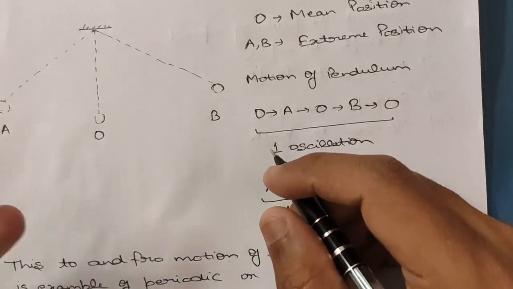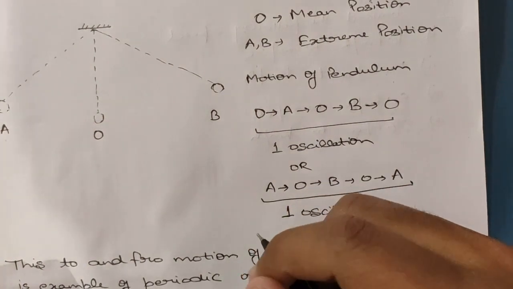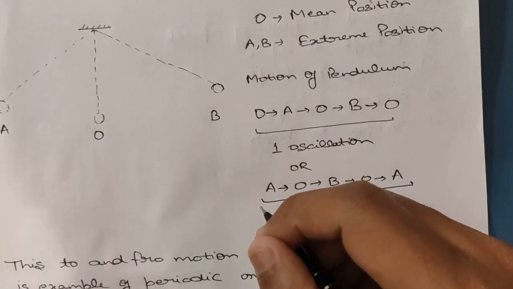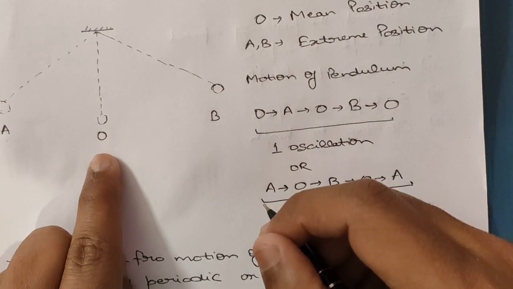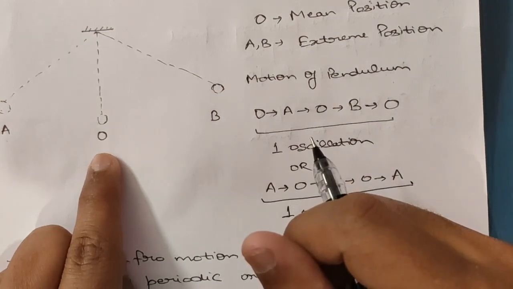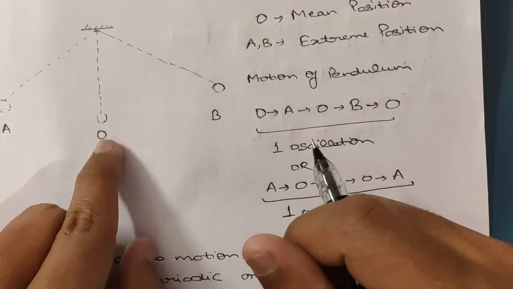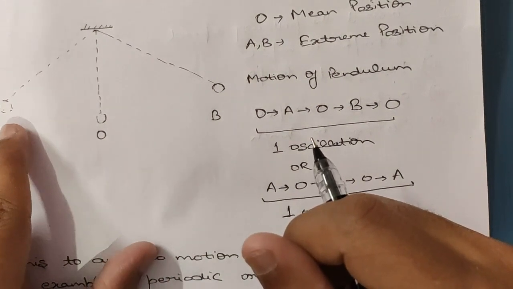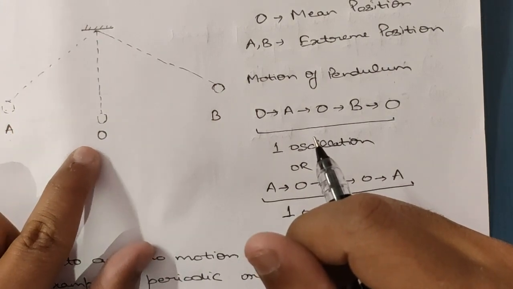Now let's try the motion. We say it is oscillation motion. I will be telling you what oscillation motion is, but let's take a look at one oscillation. How does one oscillation complete? For example, I say the motion starts from O. So let's see what one oscillation from the mean position will be. Let's say the bob moves from O to A. From A, the extreme position, it again goes to the mean position, O.